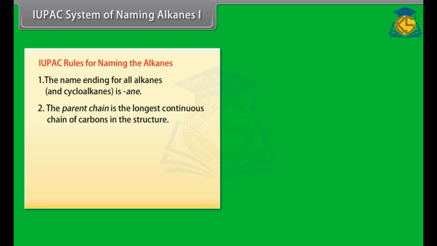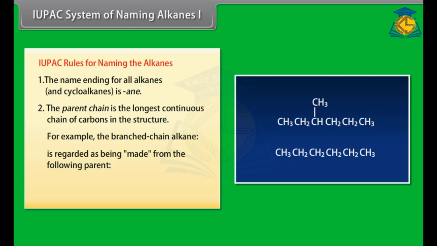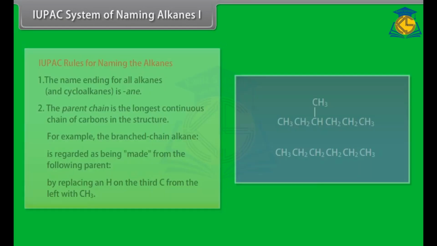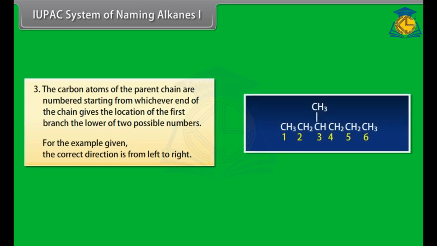Number 1. The name ending for all alkanes and cycloalkanes is -ane. Number 2. The parent chain is the longest continuous chain of carbons in the structure. For example, the branched chain alkane is regarded as being made from the following parent: CH3, CH2, CH2, CH2, CH2, CH3, by replacing an H on the third C from left with CH3. Number 3. The carbon atoms of the parent chain are numbered starting from whichever end of the chain gives the location of the first branch the lower of two possible numbers. For the example given, the correct direction is from left to right.